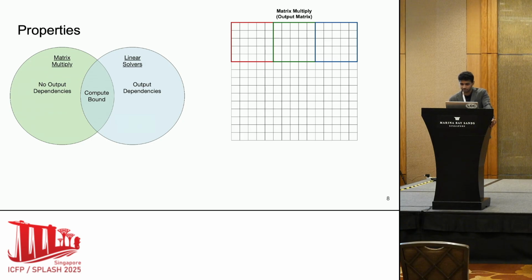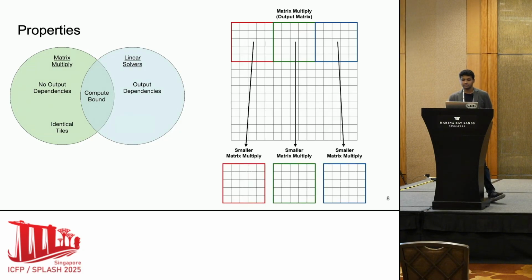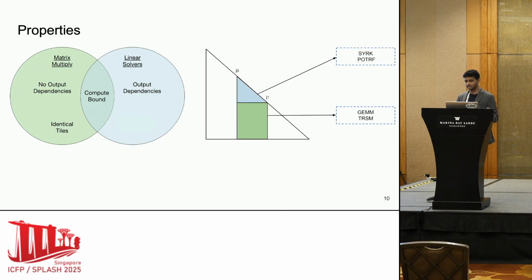Another fundamental difference, the one we're most interested in, is how these algorithms get tiled. When we tile a matrix multiply, the tiles are identical. What do I mean by that? If I take this output matrix here, decide to tile it up, every small tile is basically just going to run a smaller matrix multiply, which means all tiles are really just smaller versions of the larger operation we are trying to execute. But this is not the case in a linear solver.